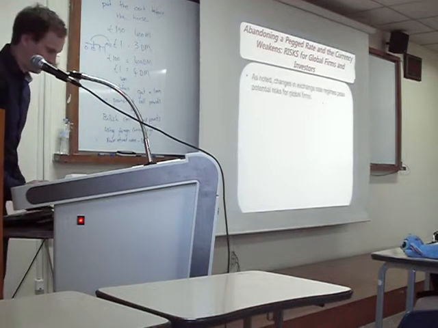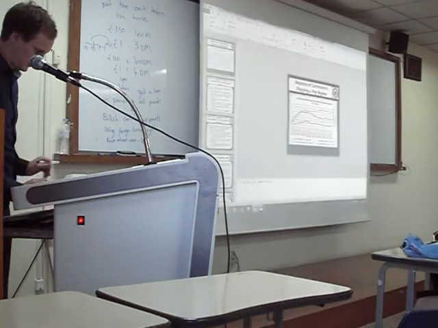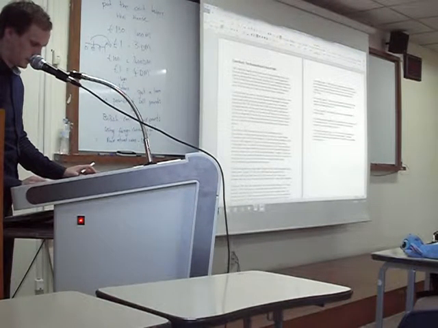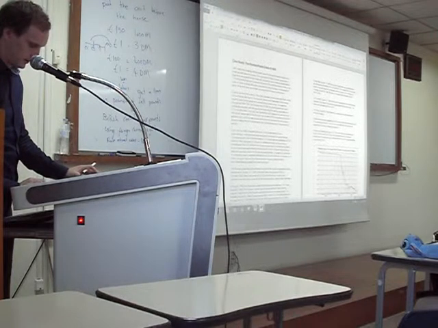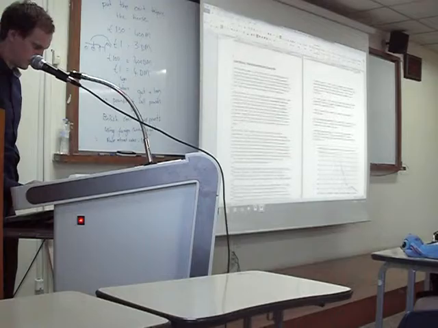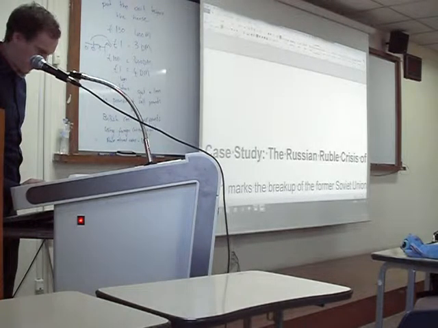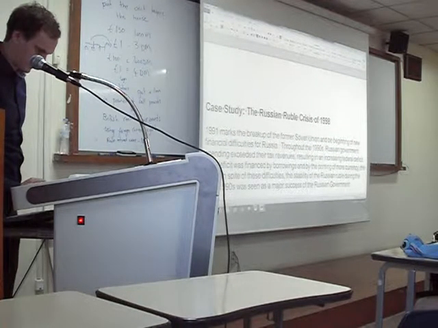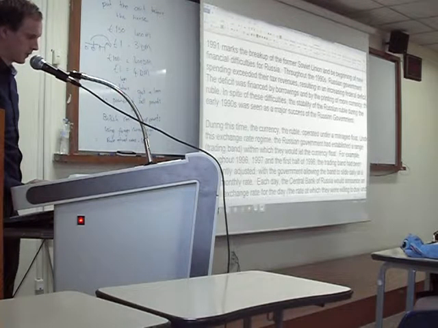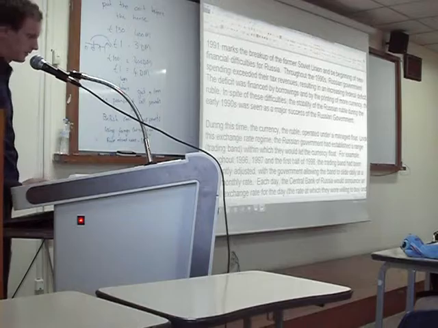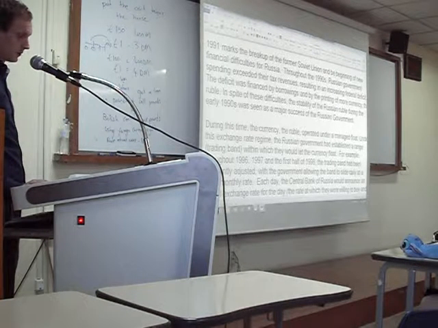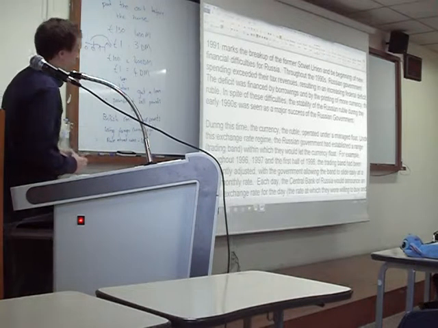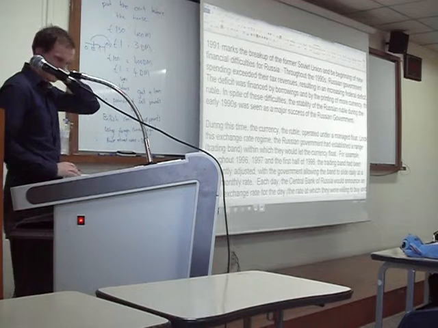So let's have a look at the case study of the Russian ruble. We have in 1998, the Russian crisis of 1998. So this is in the reading files. We have 2 pages. So in 1991, we had the breakup of the Soviet Union. And we had new financial difficulties in Russia. So through the 90s, the Russian government spending exceeded their tax revenues, resulting in a federal deficit. Federal deficit is government spending is higher than tax.